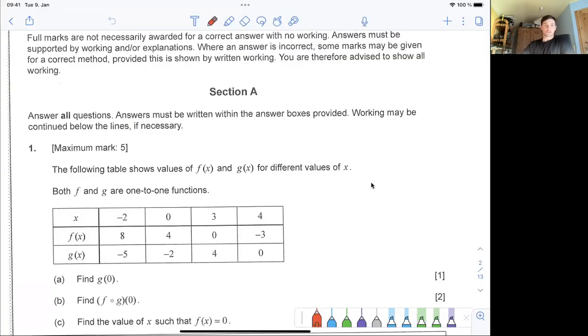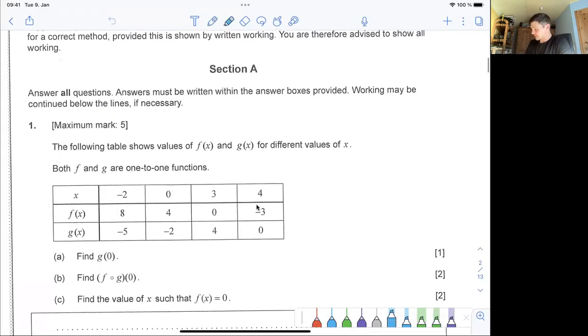Question 1. The following table shows values of f(x) and g(x) for different values of x. Both f and g are one-to-one functions. Right, cool. So here we're given x values, and if we plug these x values into either f(x) or g(x), that will give us these results respectively. Okay, so that's good to know.